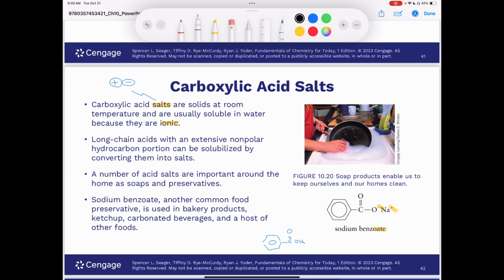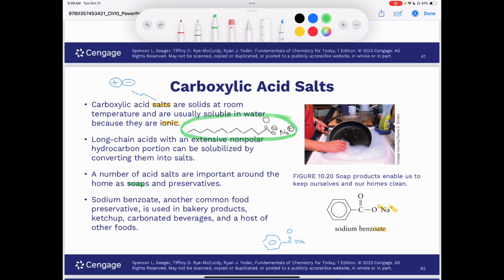Now, long chain acids with an extensive nonpolar hydrocarbon portion can be solubilized by turning them into salts. And I told you earlier on what a fatty acid looks like. So if we take that acid group and we convert it into a salt, this would be a fatty acid salt. And a number of acid salts are important around the home as soaps and preservatives. And what I've drawn here, this fatty acid salt, is essentially the formula of what a soap looks like, okay? This is the structure of a soap. It has that long hydrocarbon tail, and then you have a carboxylate salt on the end.